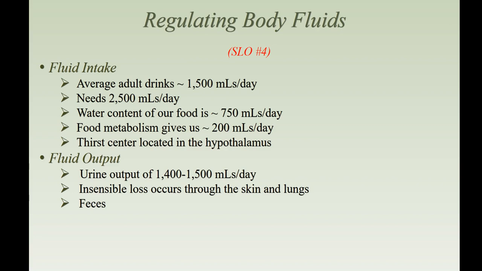So we do get some water content from our food. And then food metabolism gives us a little bit, about 200 milliliters a day. And just a little side note on fluid intake, that our thirst center is located in our hypothalamus. Fluid output, urine output of about the same. Ideally, we would want our intake and our output to be close, would we not? I mean, it's probably never going to be equal, but we would want it to be close. So urine output's about 1,400, 1,500 a day.